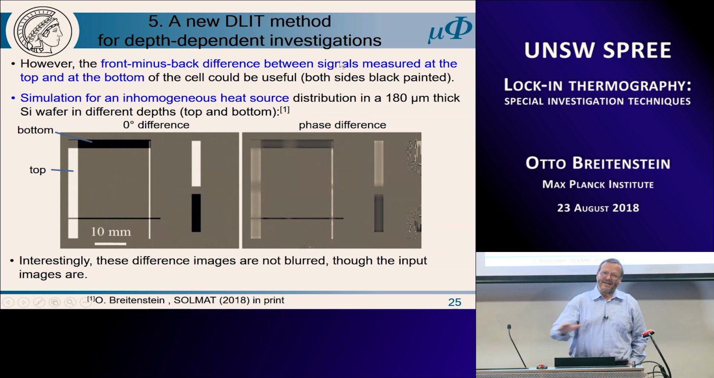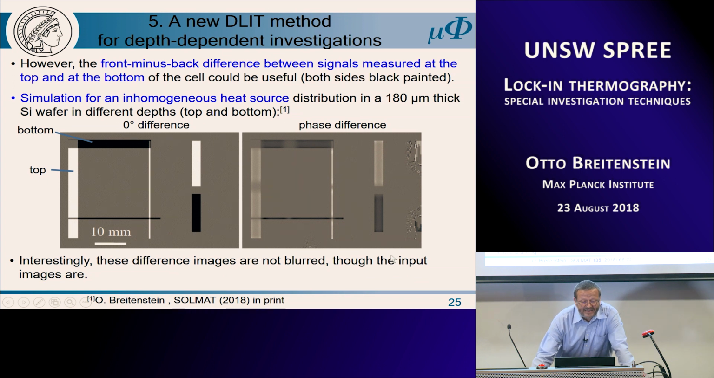So we have to blacken the surface on top and on bottom, so that we are sure that what we see with the infrared camera is just the temperature modulation of this surface. And then we measure it from both sides, turn it around, and then we try to align these images and yield the difference. And these are simulations of this. So here, this was a heat source at the bottom, and this was at the top. And also with the phase, it should work, yes.